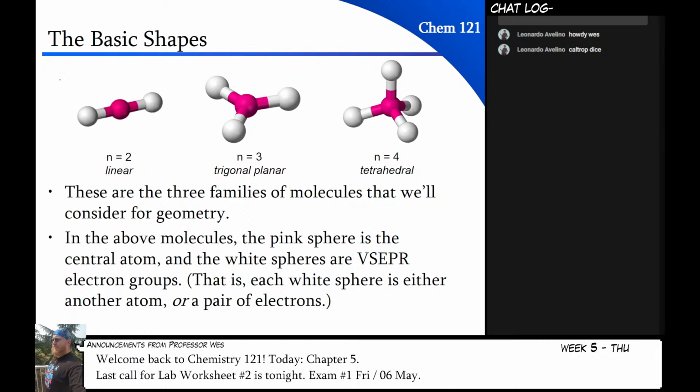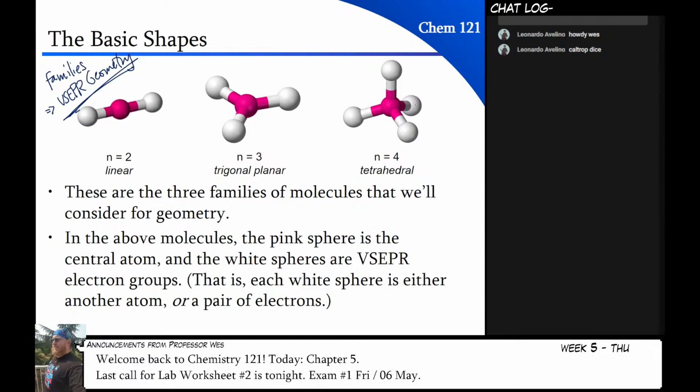These are going to be our families for shapes. The word that your textbook uses is called VSEPR geometry. So again, you're going to draw a molecule and assign it a VSEPR geometry.